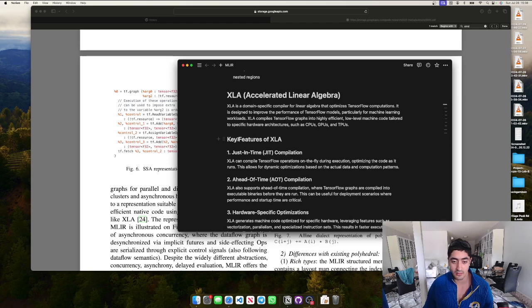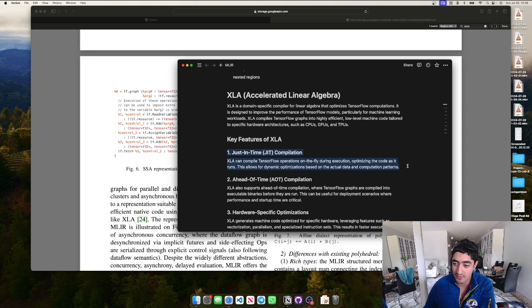Alright, so key features of XLA: accelerated linear algebra. XLA can compile TensorFlow operations on the fly during execution, optimizing the code as it runs. This allows for dynamic optimizations based on the actual data and computation pattern.